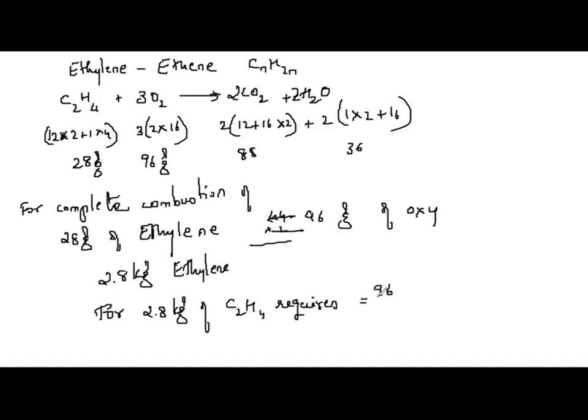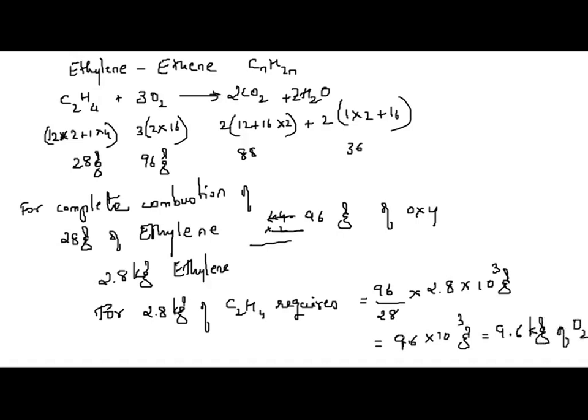96 divided by 28, into how many? 2.8 kg should be converted to grams, so 2800, which is 28 times 10 raised to 3 grams. Correct? So how much do I get? 9.6 times 10 raised to 3 grams. Or I can write 9.6, and 10 raised to 3 is kilo. So 9.6 kg of oxygen is required.